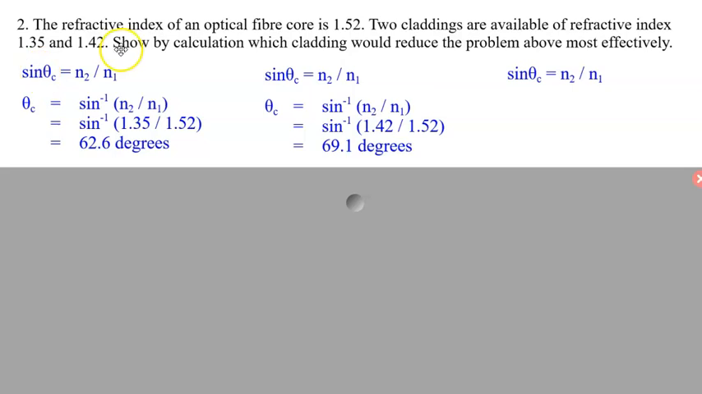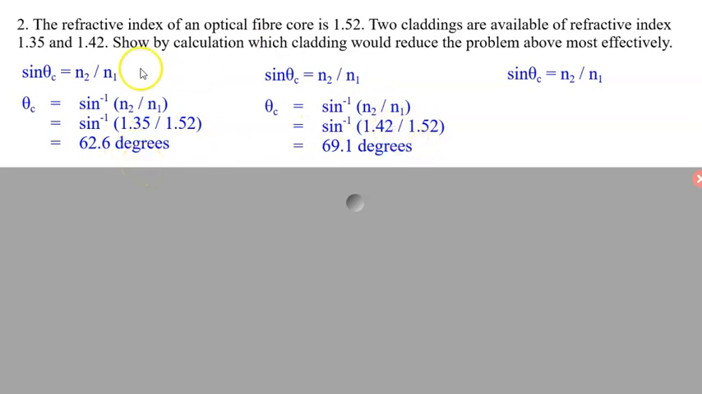So we know with our formula, sine of C is equal to N2 over N1. So we've got the core is 1.52. So that's our first value, because that's the beam of light is travelling through that to start with. So in both of these calculations, N1 is 1.52. And then we can do the calculation with N2 with these two values. So we can try that with 1.35. This is our first value. So there's quite a big difference between the values of refractive index in the first case. So we can calculate the value of critical angle, comes out as 62.6.